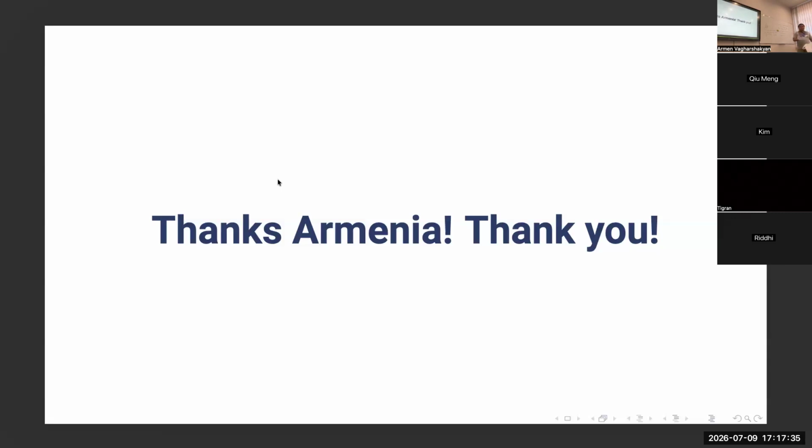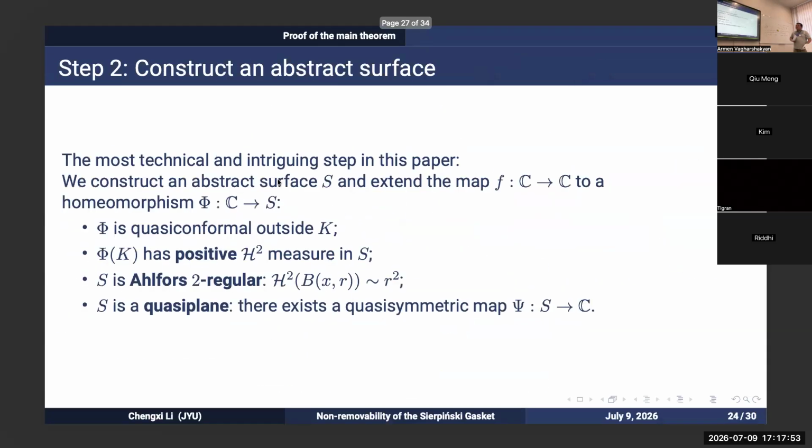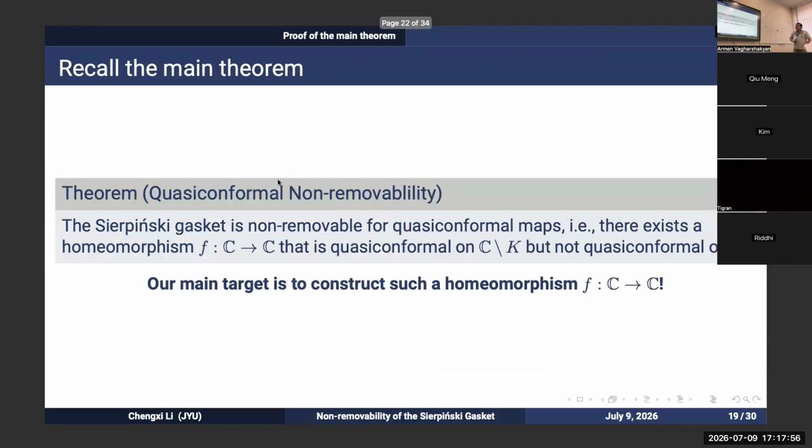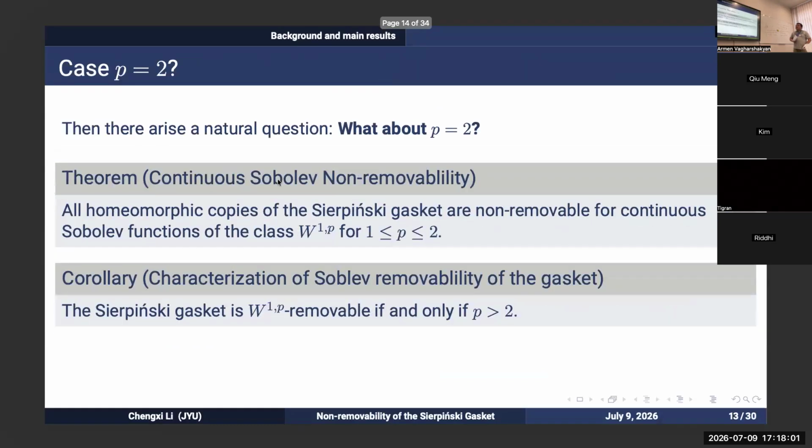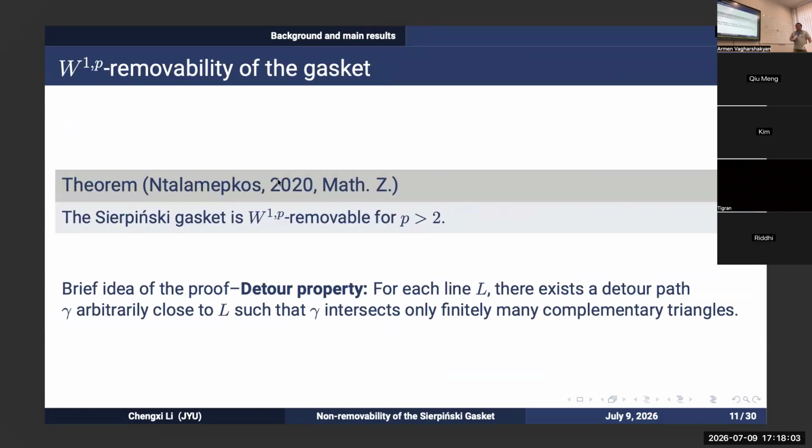Hello, I have a question. Hi, Eileen. Chengxi, you were talking about W^{1,p} removability, correct? For this Sierpinski gasket and Sierpinski carpet, correct? Yes. Do you believe that we can do similar kinds of things for W^{k,p} when k is bigger than 1?